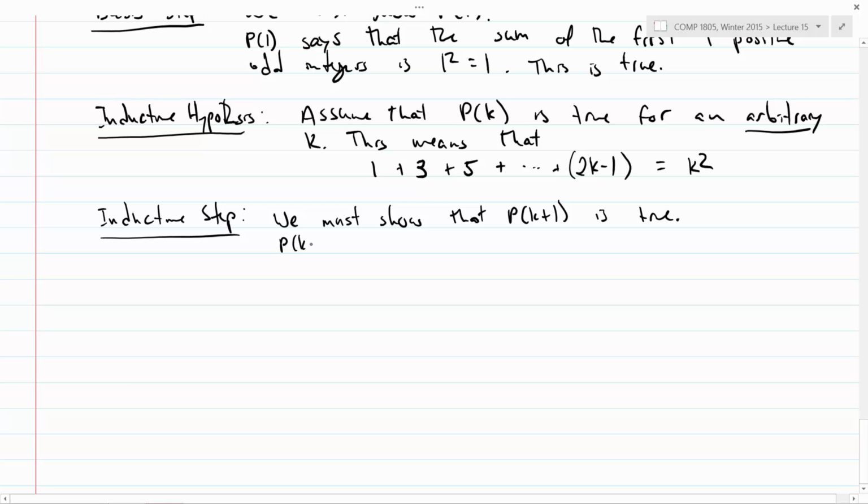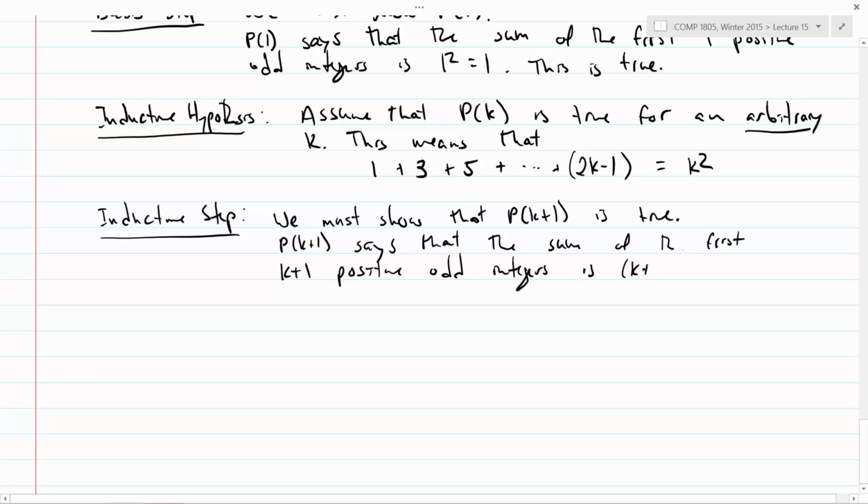So pk plus 1 says that the sum of the first k plus 1 positive odd integers is (k plus 1) squared. Remember your brackets. All right, so what you cannot do is write this out with a 2k plus 1, equals (k plus 1) squared. You can't do that because that's what you're trying to prove.